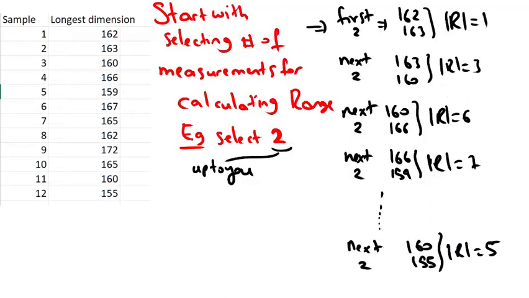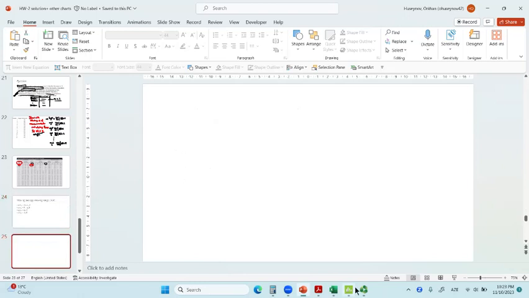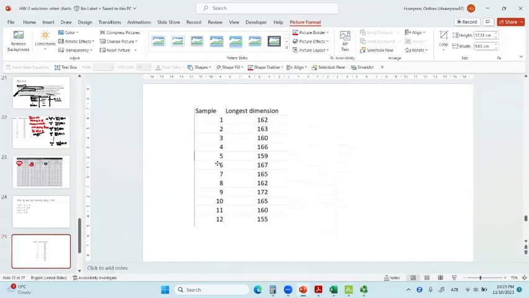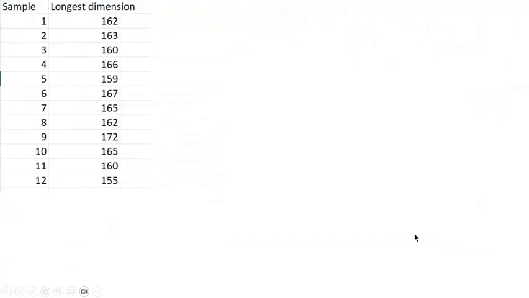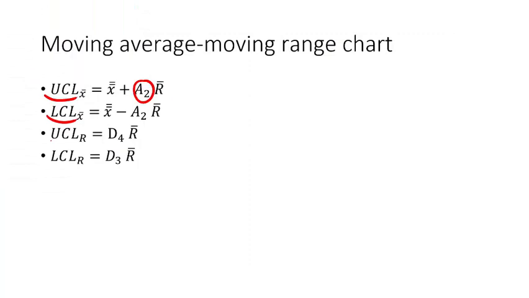The steps are the same as the individual and moving range chart: we choose the number of measurements. Here I took two of them, so 162, 163. You take the range, and this way it works similarly for this problem as well. Let me copy the values that I have. The only difference is that the upper and lower control limits use A2, but again you use the chart here, and similarly for the range.